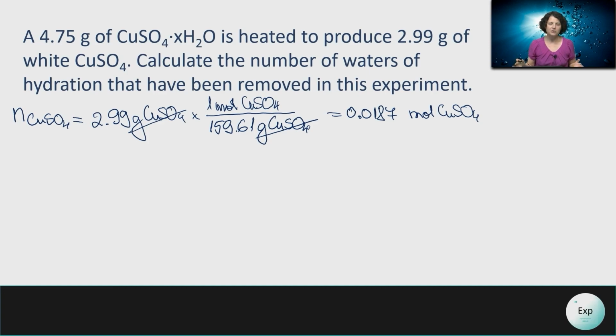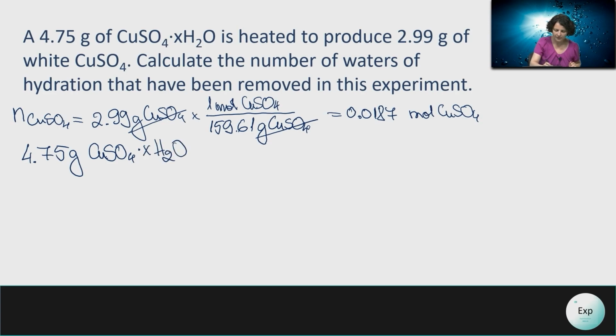The next task is to determine the number of moles of water that have been eliminated. To do that, we're going to start with the mass of our hydrate, and from there, we're going to remove the mass of the recovered ionic compound. In this case, we're going to take the 4.75 grams of the unknown hydrate, and from there, we are going to subtract the 2.99 grams of copper(II) sulfate. This will leave us with 1.76 grams of water.